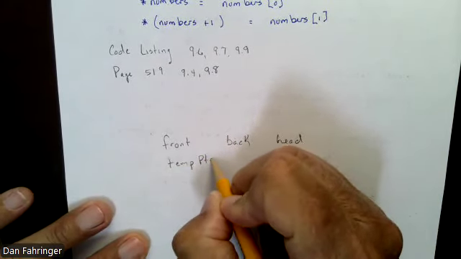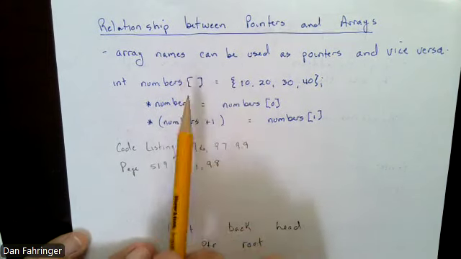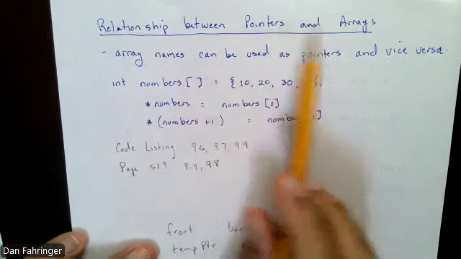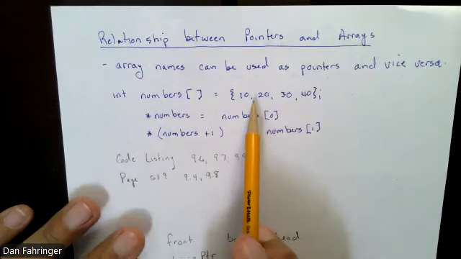Okay. Relationship: a pointer holds an address. The array name holds an address. And if they're doing the same thing, they can be interchangeable. I have an array called numbers. It's an integer array, filled with values.